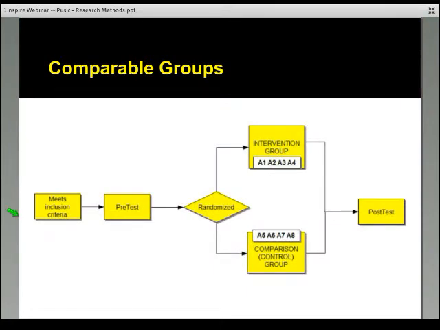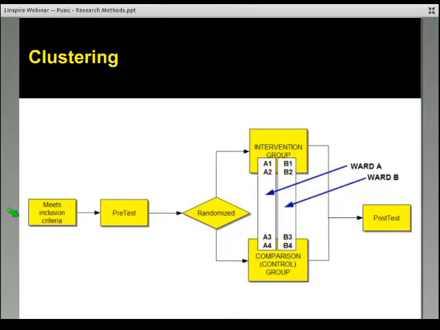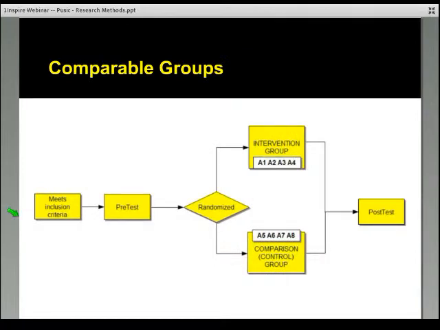Okay, next, let's talk about contamination. Or rather, actually, we're going to look at comparable groups and clustering and talk about contamination there. So here's our typical study again. You meet your inclusion criteria, you get your pretest, say, or not. You get randomized, and then you go off into your intervention group and a comparison group, and then you go on to your post-test. Now, if you were studying a drug, that'd be great. This group gets the drug, this group gets a placebo, and so when they arrive at the post-test, you know who got what.